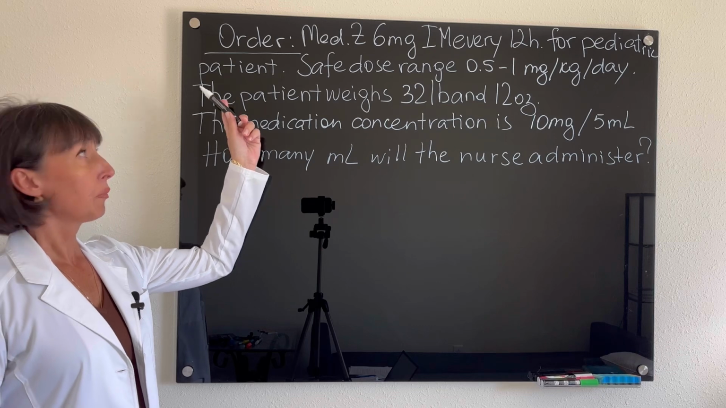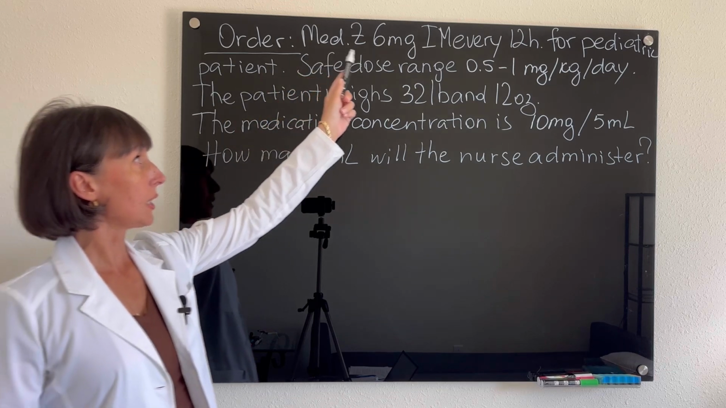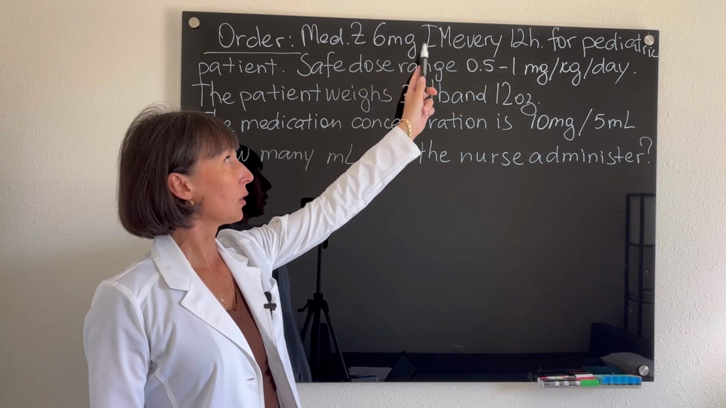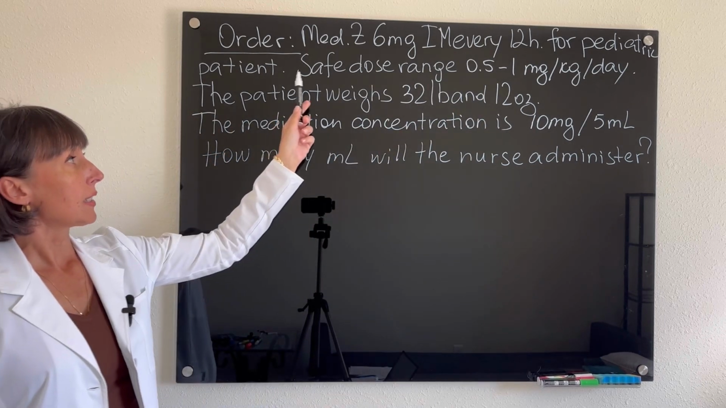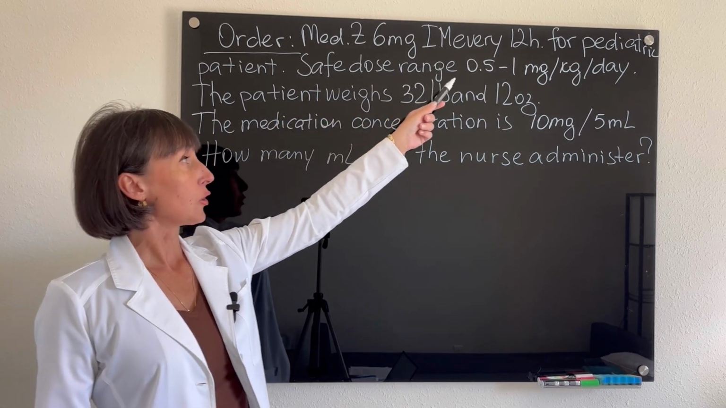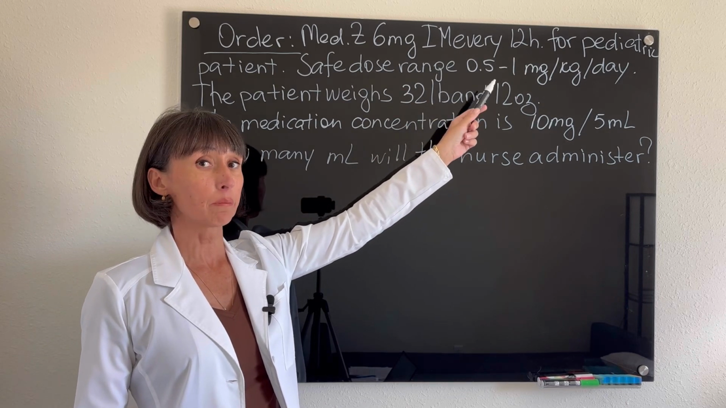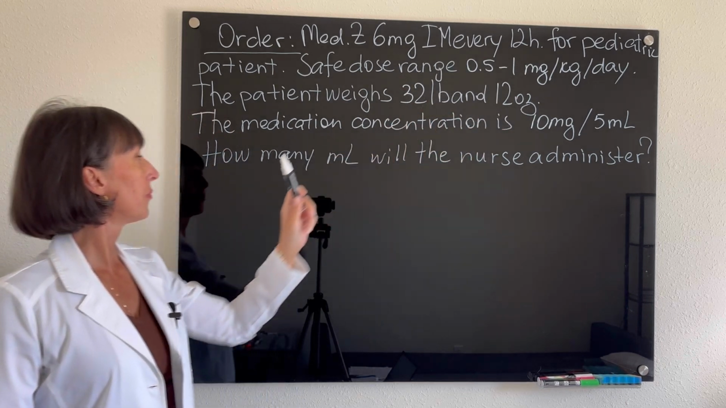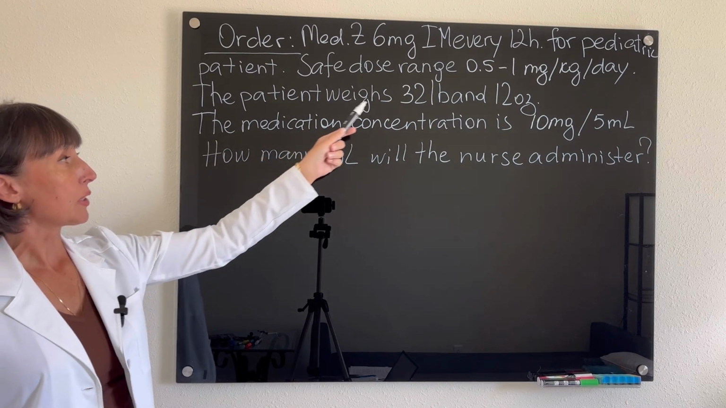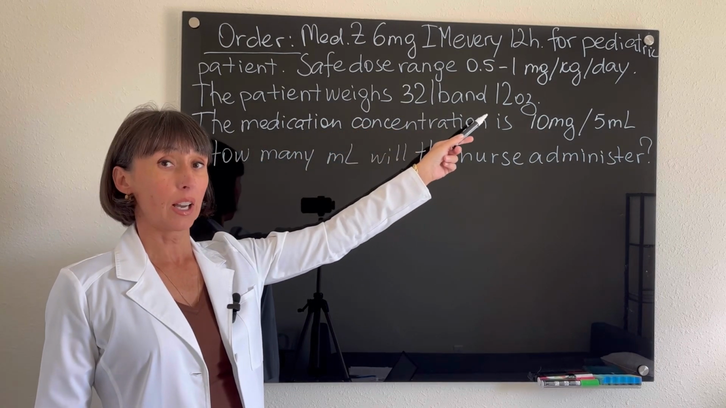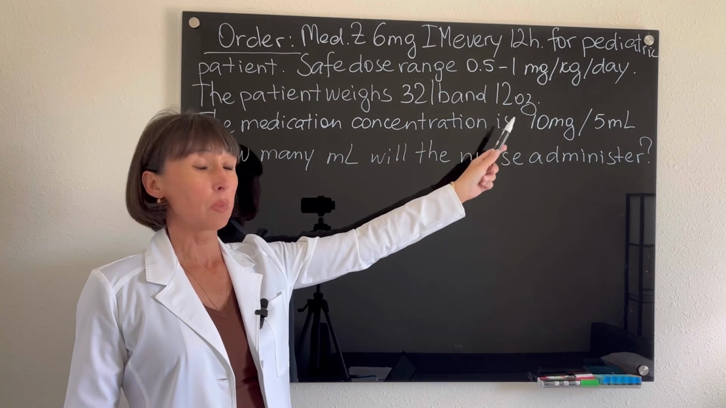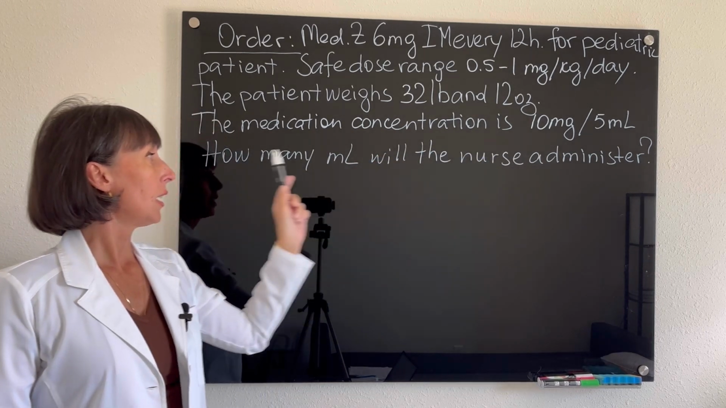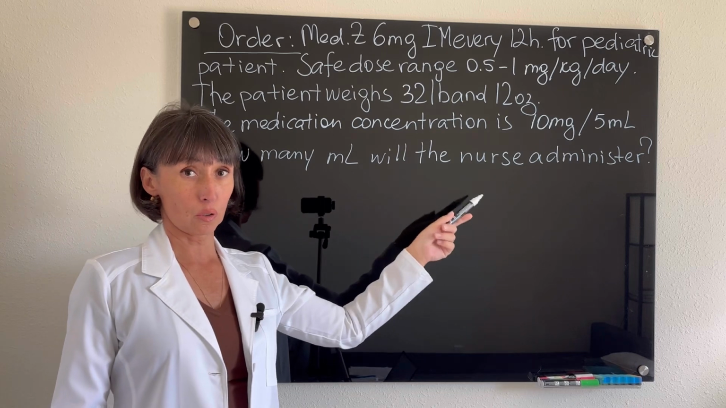In this problem, the order is to administer medication Z 6 milligram intramuscularly every 12 hours for a pediatric patient. Safe dose range is given 0.5 to 1 milligram per kilogram per day. The patient weighs 32 pounds and 12 ounces. The medication concentration available is 10 milligram per 5 milliliters. How many milliliters should the nurse administer?